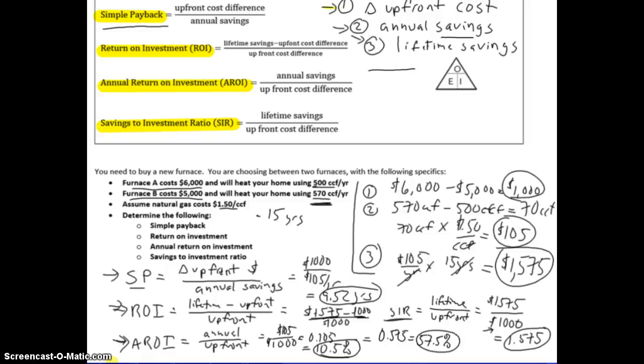Okay, so that's four different ways to enumerate the savings or the benefits of making an energy efficiency upgrade. You can use this on any energy efficiency upgrade. You can do this on a renewable energy upgrade. You can do this on basically any kind of investment that's going to save you money in the long run.